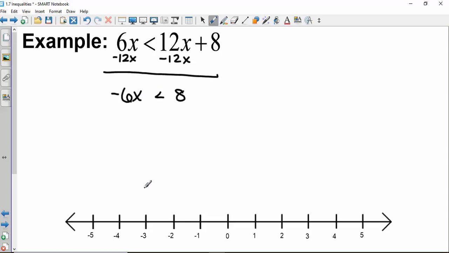Solving an inequality is just like solving an equation, except if you multiply or divide by a negative, what happens? You look at the sign. So if I divide this by negative 6, then that flips. 8 over negative 6 would just be negative 4/3.